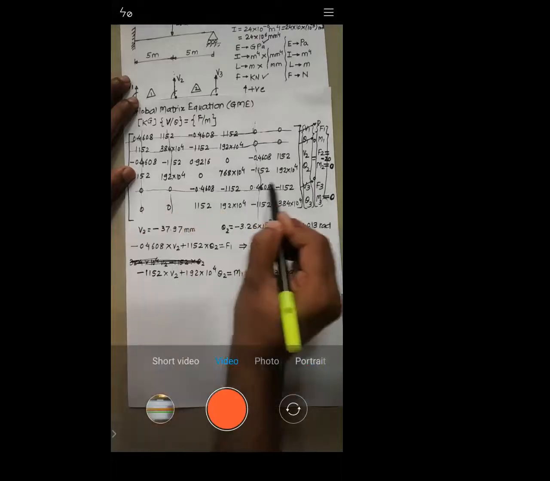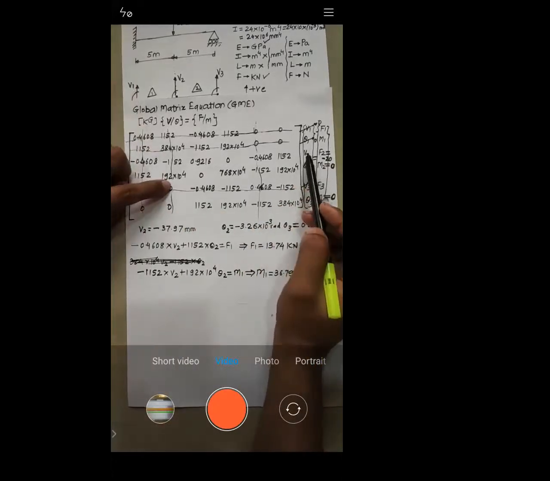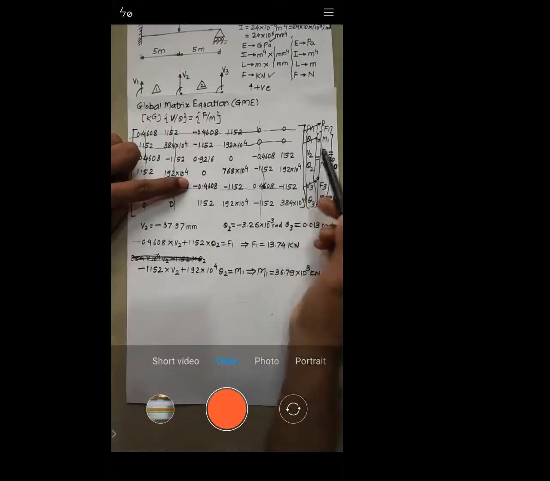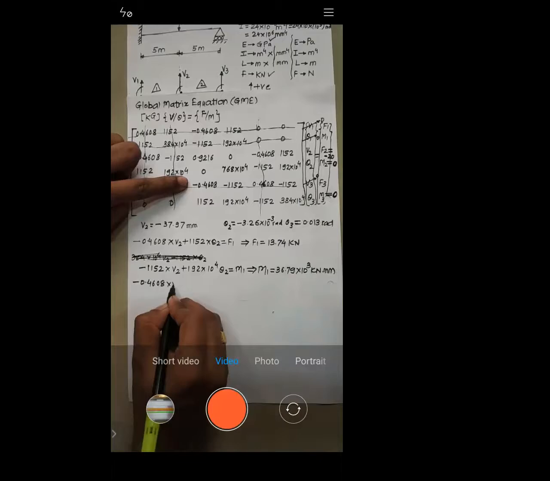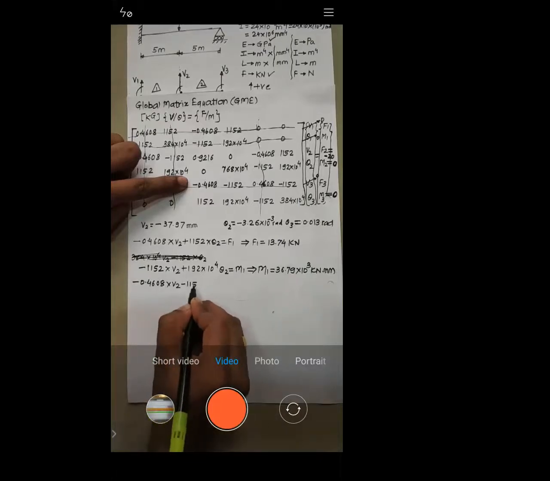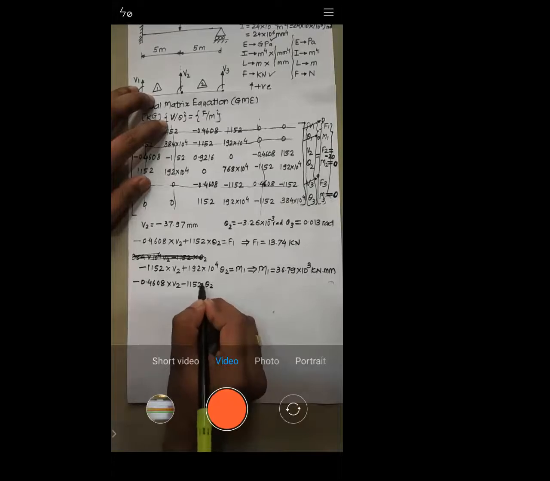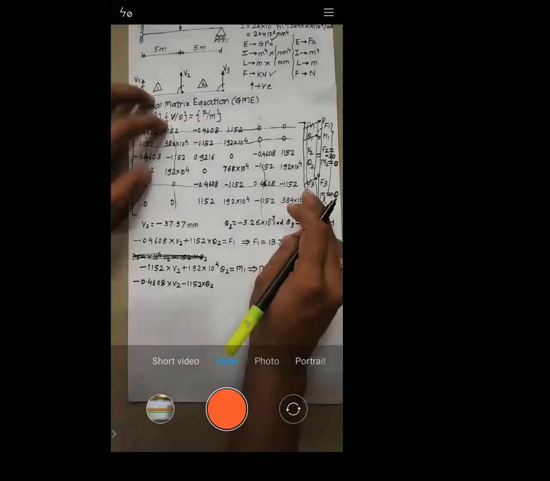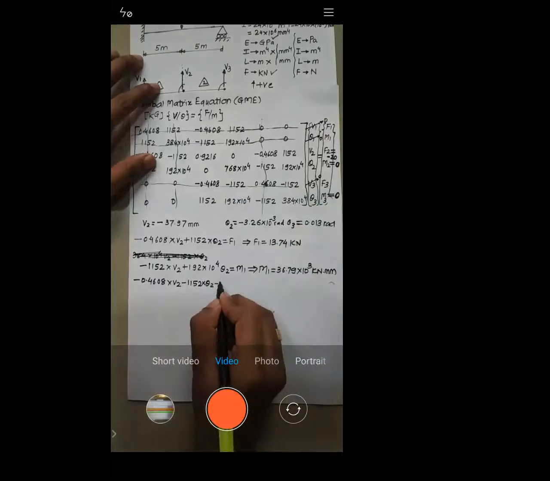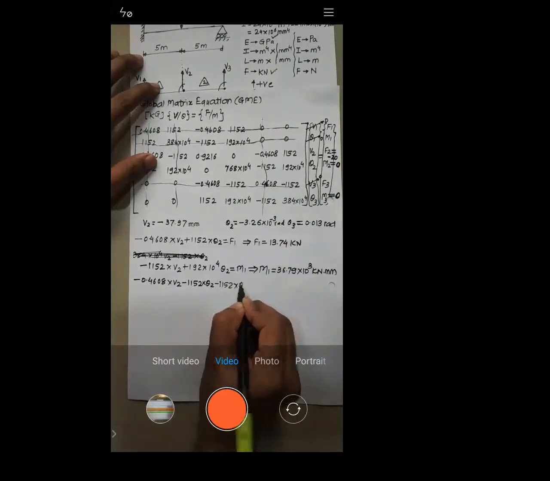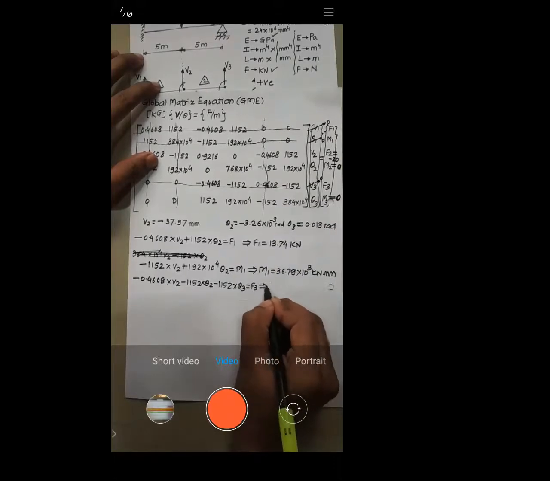F3, right? So this fifth row multiplied by this column. So this into this is 0. Again, this into this is again 0. So minus 0.4608 into V2 minus 1152 into theta 2. Then this into this is 0. Minus 1152 into theta 3 is equal to F3. So tell me the value of F3.